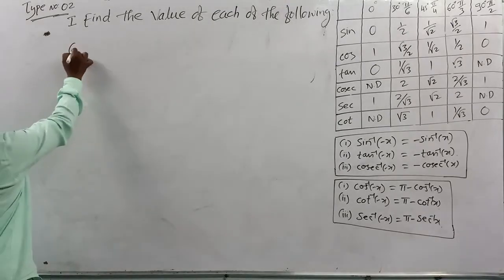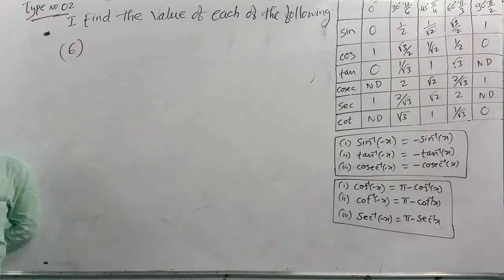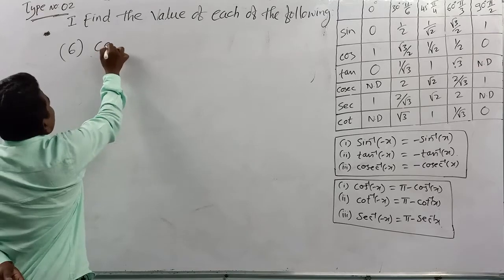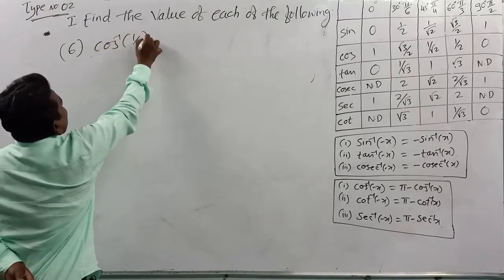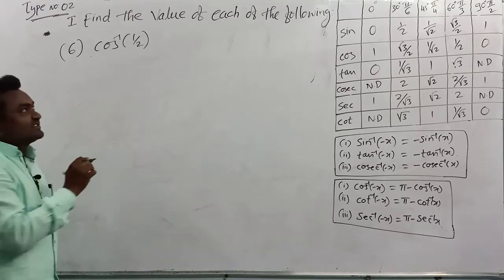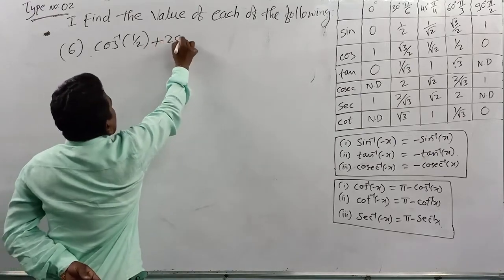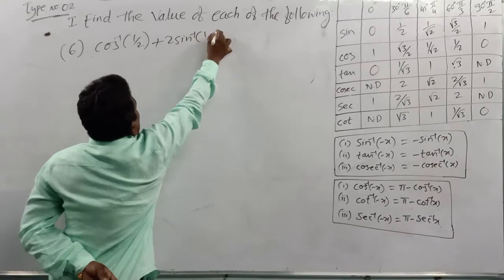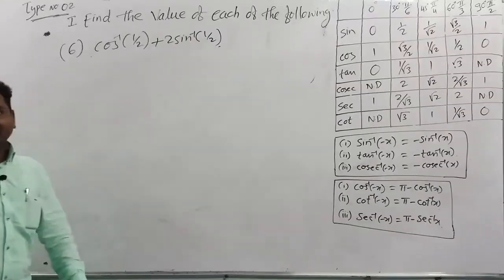Now the sixth one is cos inverse 1 by 2 plus 2 times sin inverse 1 by 2. Now to find its value here.